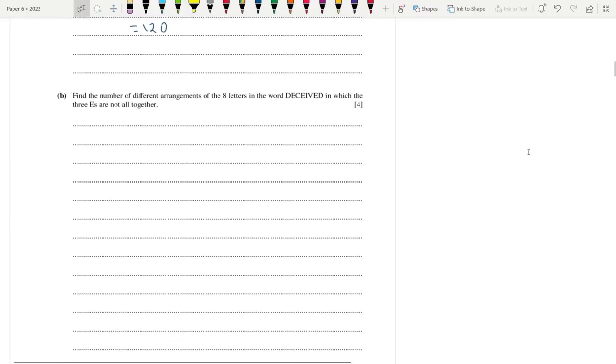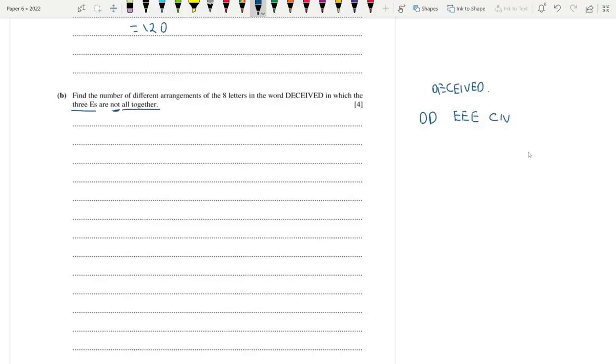Find the number of different arrangements of the 8 letters in which the 3 E's are not all together. What does this mean? So double D, triple E, CIV. This is DECEIVED. So what does this wording actually refer to? Find the number of arrangements in which the 3 E's are not all together.